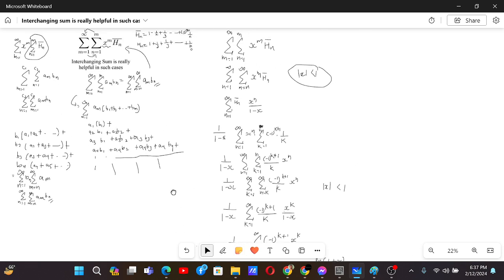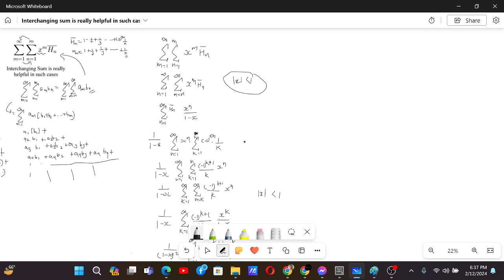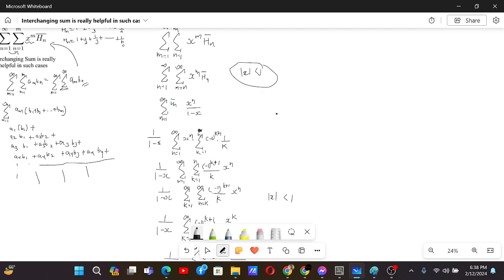Basically, what I want you to do is to also try to find the other formula. Over here, when 1 minus x was taken out, we had the skew harmonic number times x to the power n. Basically over here we got the sum from n equals 1 to infinity of the skew harmonic number times x to the power n. What did we get? We get ln of 1 plus x by 1 minus x.